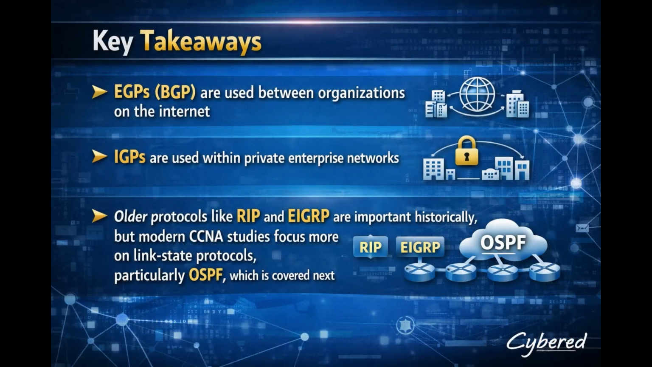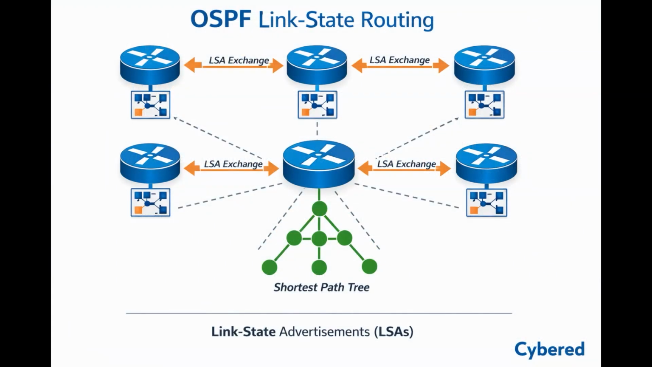Key takeaway: EGPs are used between organizations on the internet, IGPs are used within private enterprise networks, and older protocols like RIP and EIGRP are important historically, but modern CCNA studies focus more on link state protocols, particularly OSPF, which is covered next. One of the most widely used link state routing protocols is Open Shortest Path First version 2. First defined in RFC 1247 and introduced in 1991.